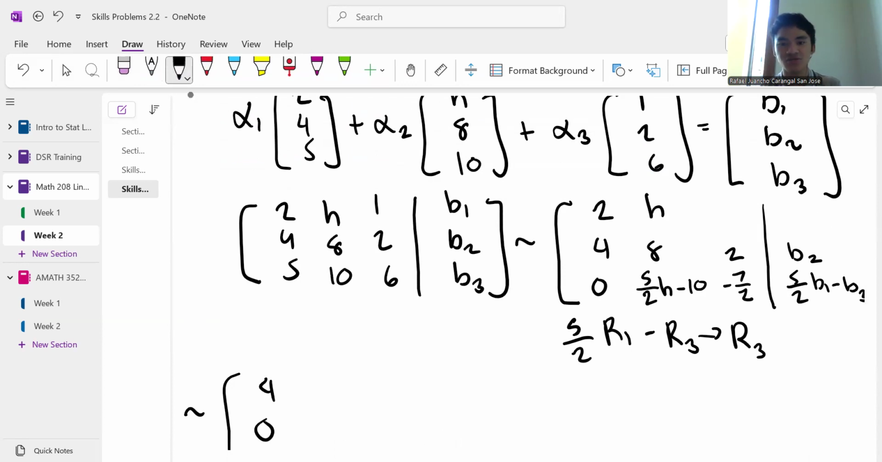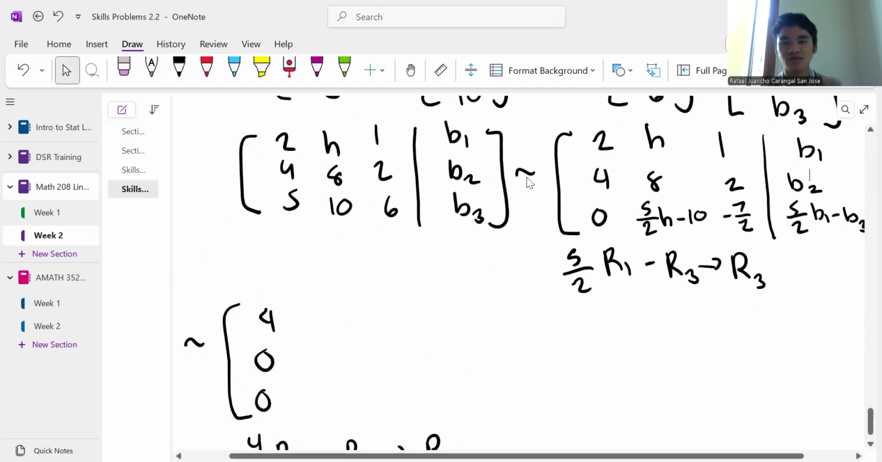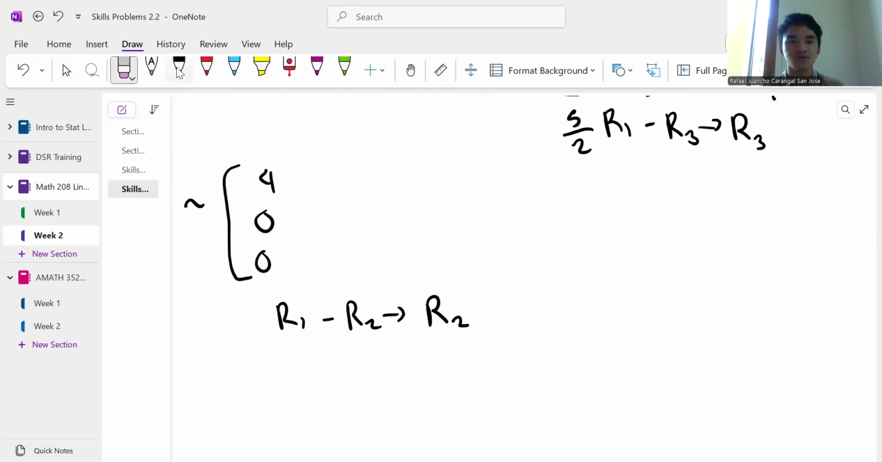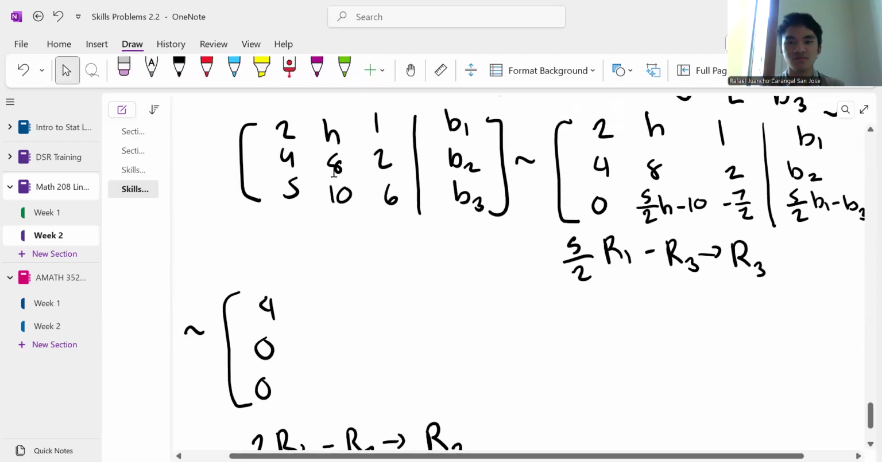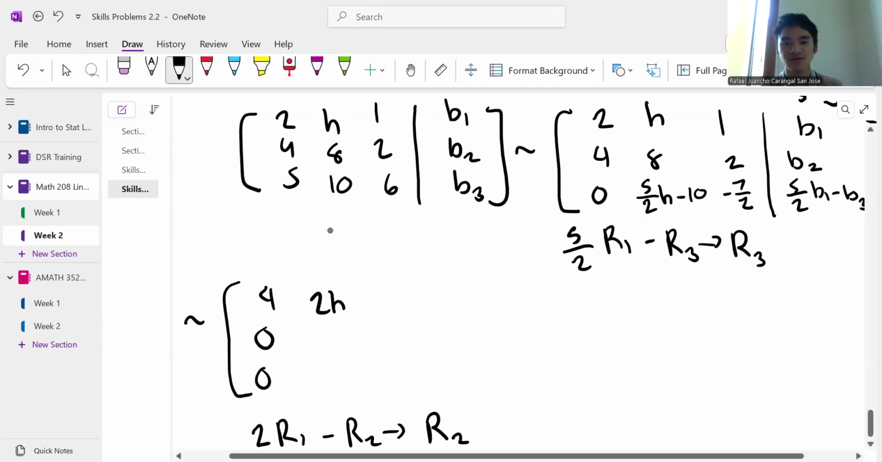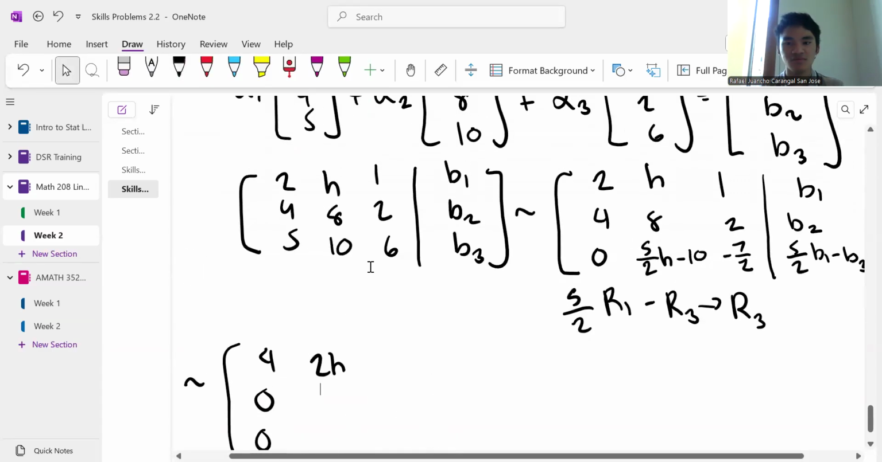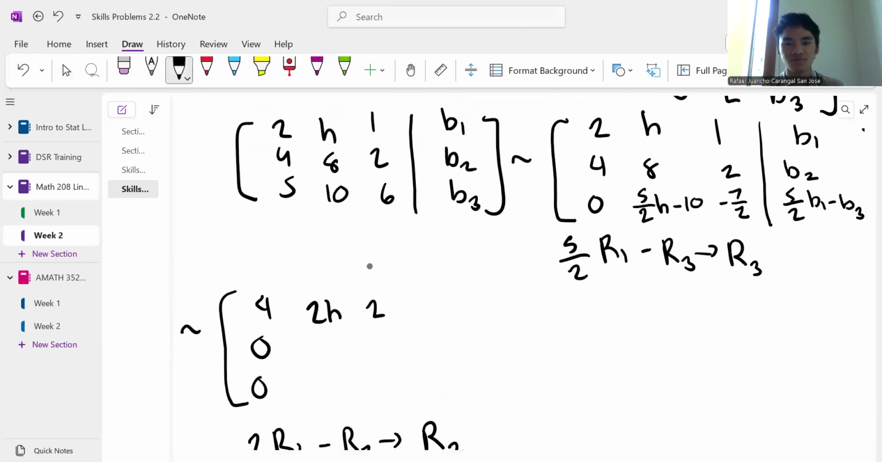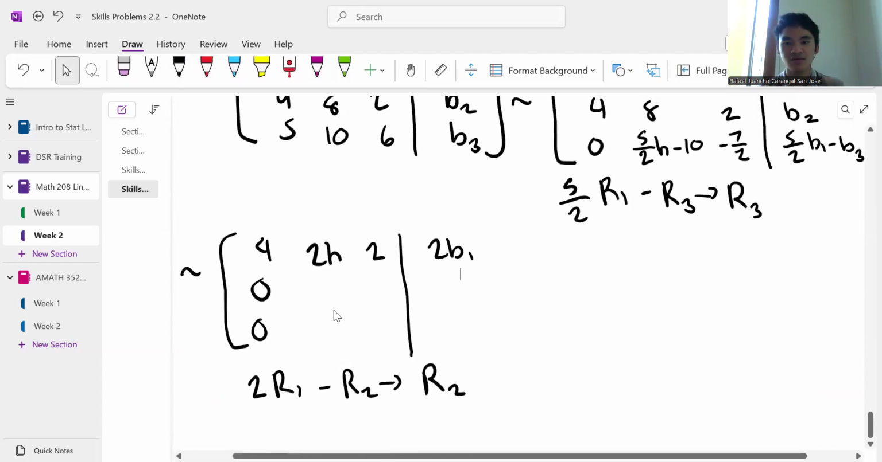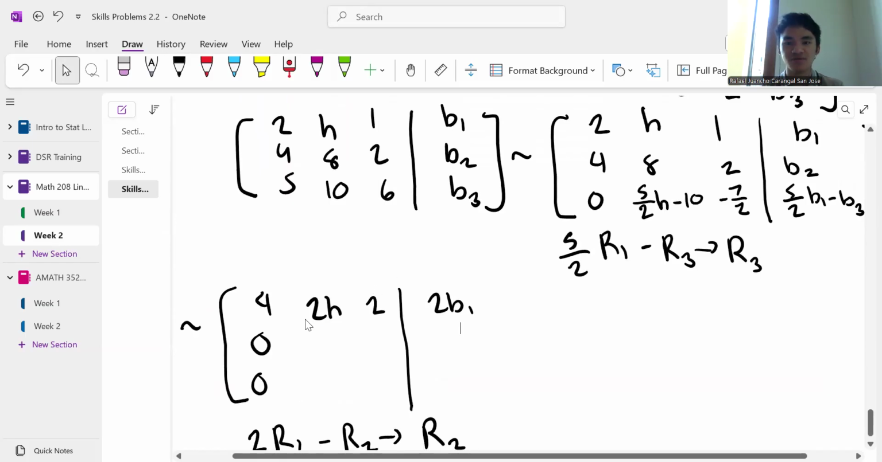So I have 2H, 1, B1. And then this could be a 4. So I could actually just multiply this by 2. I don't have to, yeah, and I could still subtract it. We have 2H here. We have, what's this, 2? 1 times 2, 2. B1, 2B1. Right, we just subtract everything to row 2. So we have 4 minus 4, 2H minus 8.